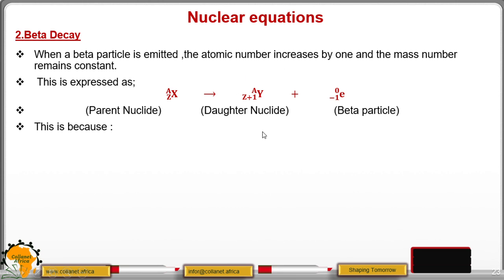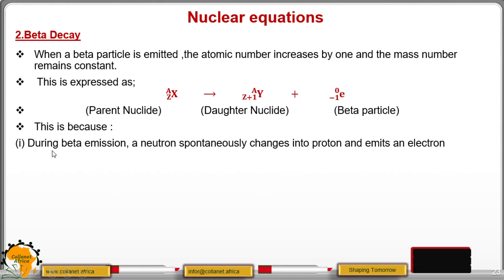Why is this one increasing by 1? We have the reasons here. During beta emission, a neutron spontaneously changes into a proton. And how does it do that? It releases an electron. Remember, a neutron is neutral. In other words, it carries no charge. So by releasing an electron, it will have a deficit of a negative charge. Therefore, it becomes a proton. A proton is positively charged. By so doing, we have this as the equation.